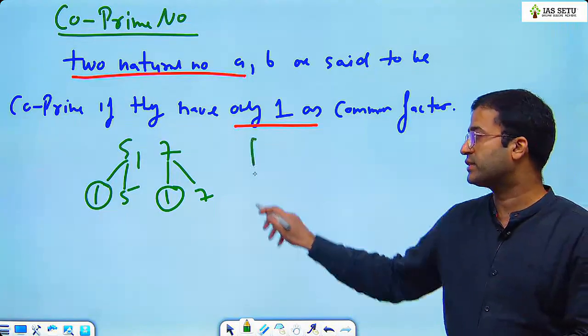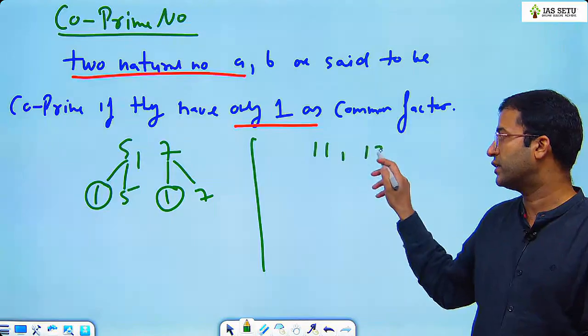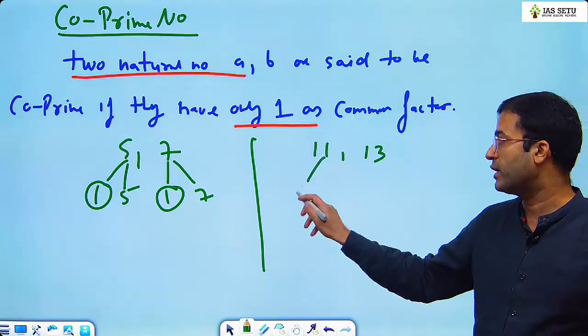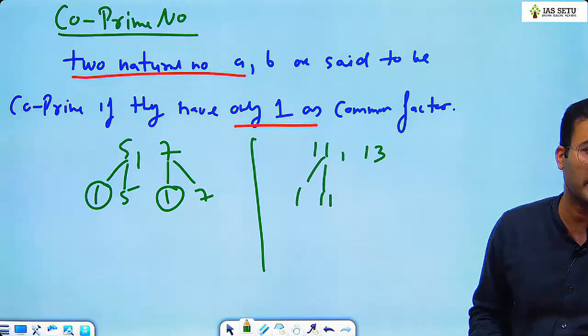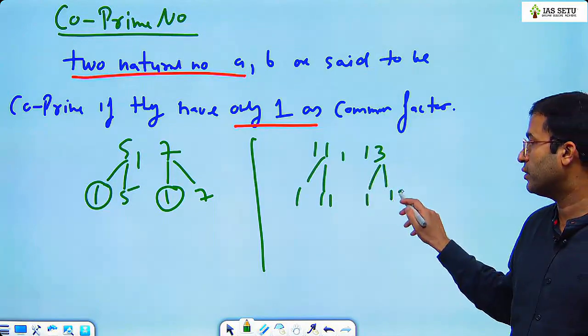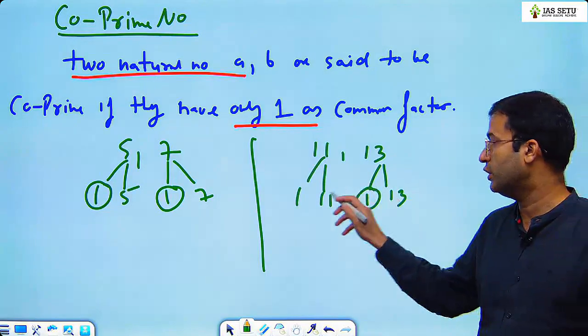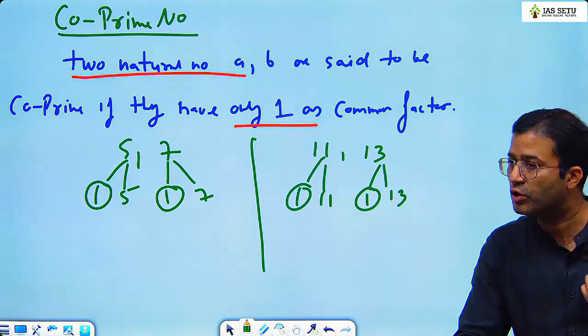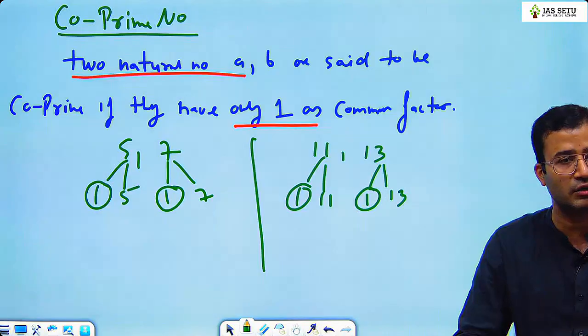I take one more example. 11 and 13. What are the factor of 11? 1 and 11. What are the factor of 13? 1 and 13. Common factor only one. Since they have only one as a common factor, so can we say 11 and 13 are also co-prime?